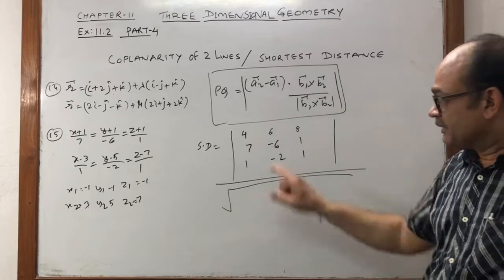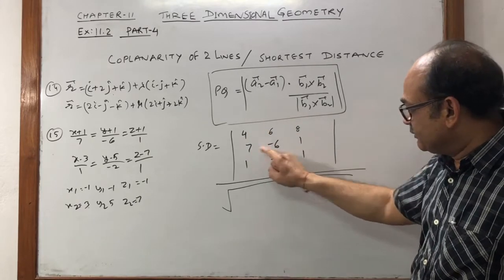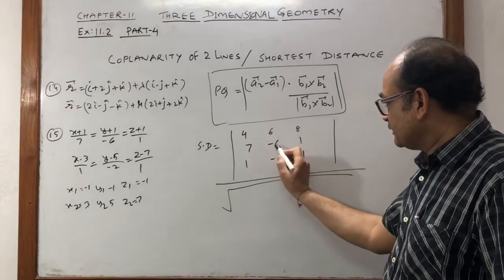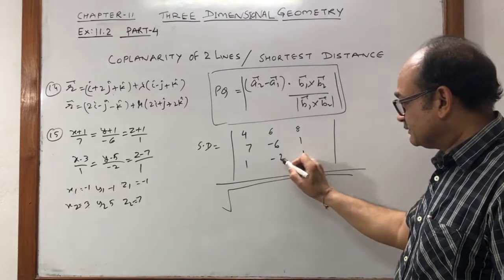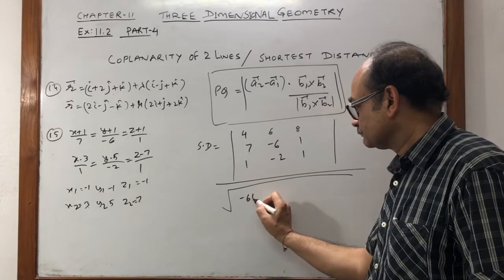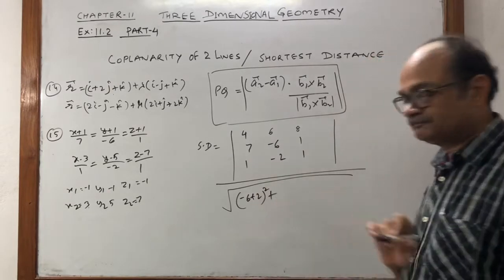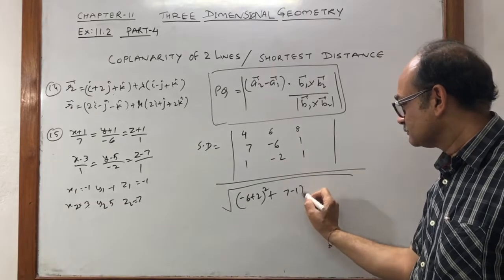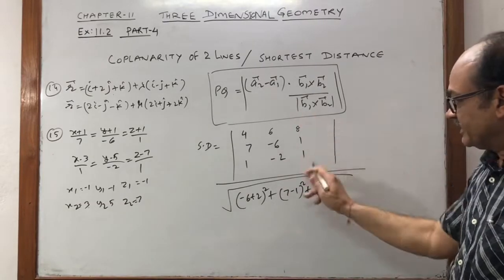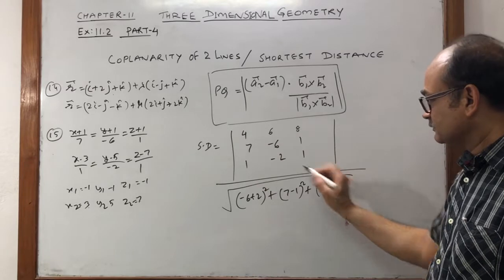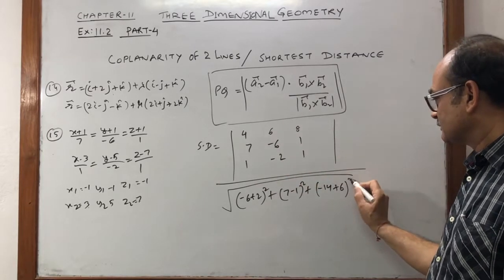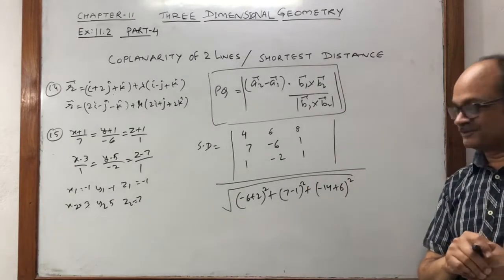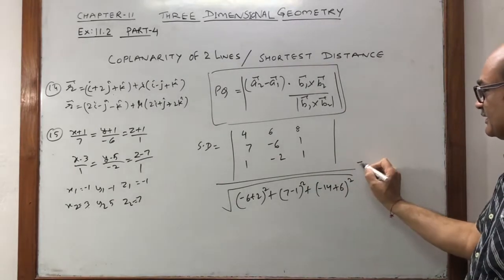No repetition. I, J, K, and it is B1 cross B2. So here we write, first we start with I, minus 6 plus 2 square. J, 7 minus 1 square. Last K, minus 14 plus 6 square is nothing but the magnitude of B1 cross B2. Now we have to simplify and get the final answer.